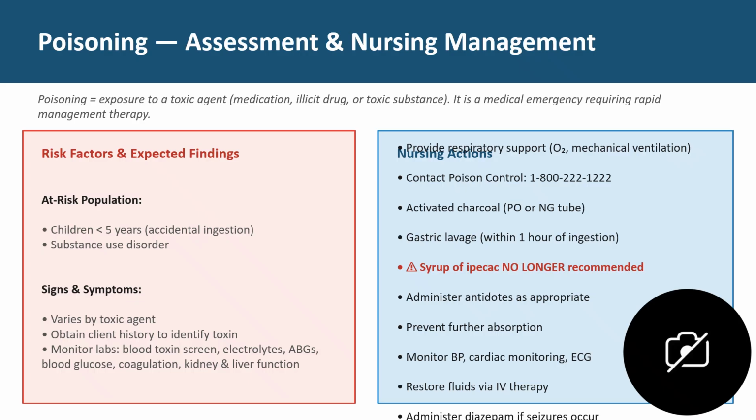Nursing management includes providing respiratory support, contacting poison control, administering activated charcoal orally or via NG tube, and performing gastric lavage if the patient presents within 1 hour of ingestion. An important point here is syrup of ipecac is no longer recommended. So we administer appropriate antidotes, monitor blood pressure and cardiac rhythm via ECG, restore fluids through IV therapy, and administer diazepam based on the order when seizure occurs.